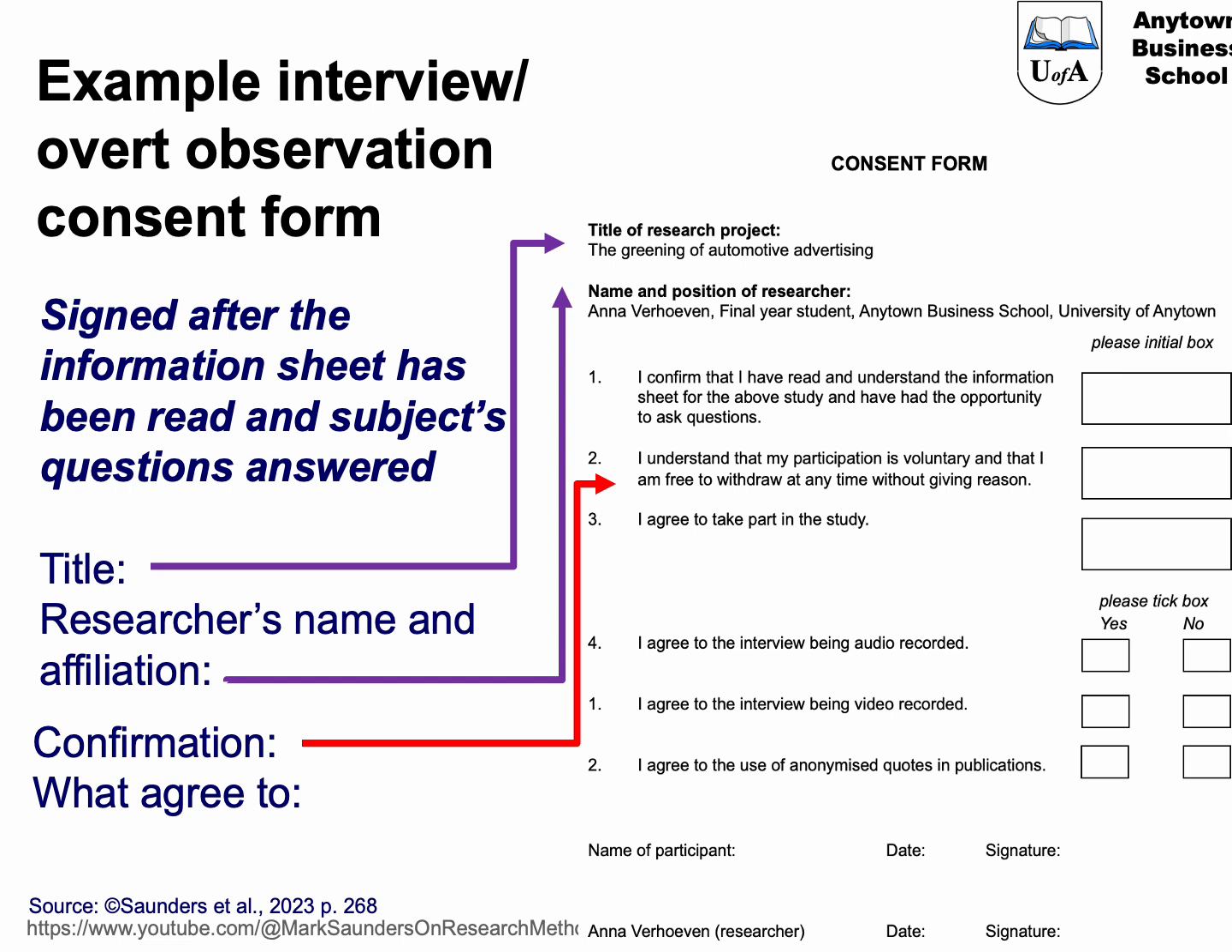So there's first of all a confirmation of what they've done. So they confirm they've read and understood the information sheet, that they understand their participation is voluntary and they're free to withdraw, and they agree to take part in the study. They also sign to agree, perhaps, to be audio recorded, hence there's a yes/no box, to video recorded, again a yes/no box, and to the use of anonymised quotes in publications, again a yes/no box. So you're giving the subject the power to decide whether or not to do these things. And then finally, the consent form is signed both by the participant and the researcher.